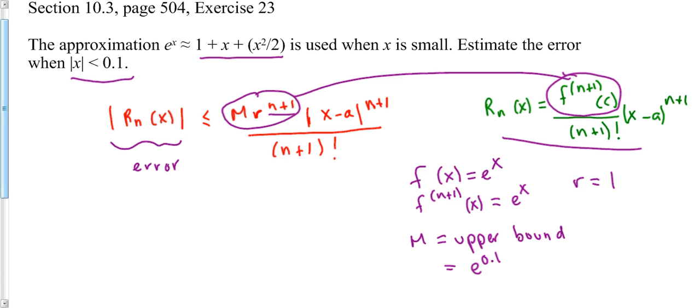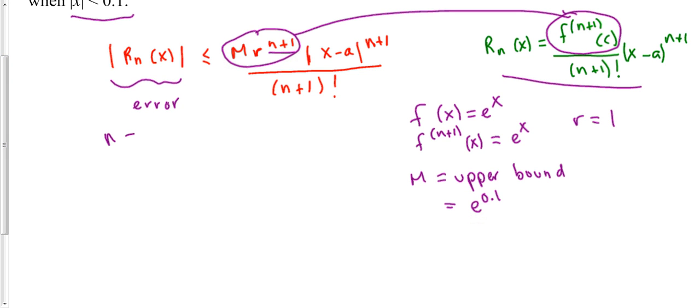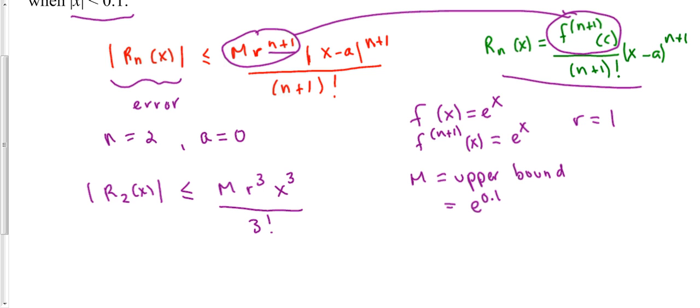So let's rewrite our equation here. We're going to have n equal to 2 because we have the second order Taylor polynomial, and a equal to 0 because our series is centered at 0. So the error that we're looking for is the absolute value of R2 of x, and that's going to be less than or equal to M times r cubed, because remember, r is raised to the n plus 1 power, and 2 plus 1 is 3, times x cubed all over 3 factorial.